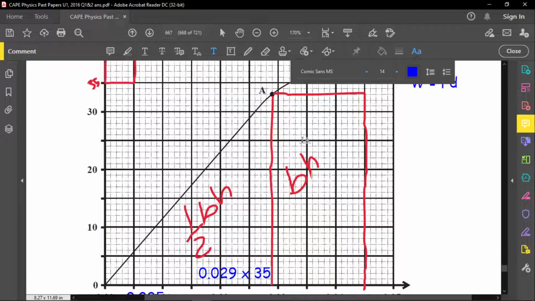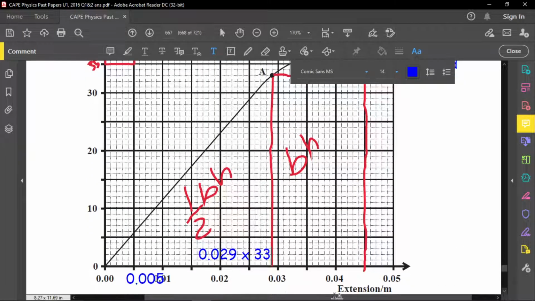In this region right here, the height is the same. So the height is 33. I said this is 35, but it's 33. This is 33, not 35. And so the base here, starting from 0.029 and ending at 0.045, the difference between those two numbers will be 0.016. So the base here is 0.016. And we're going to multiply that by the height, which is 33 as well, all the way up to 33.